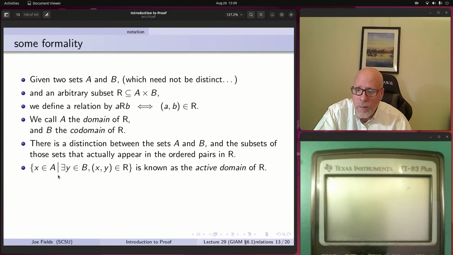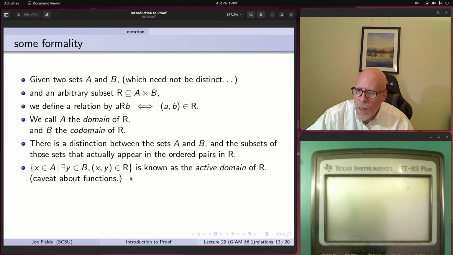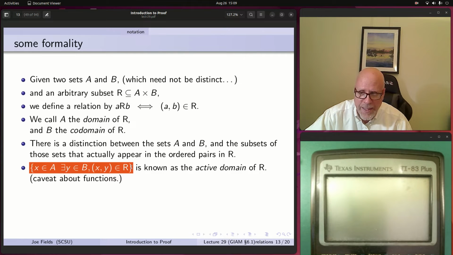Okay, so what I've defined here is the set of x's that actually appear as the left-hand elements for some y. There's an x that gets sent to it. That's called the active domain, or as I said before, domain of definition. So my caveat about functions, in effect, I already made this. With functions, we don't usually distinguish the set A, but really just talk about the domain as being this thing that I've defined right here. The x values for which there is a y value.